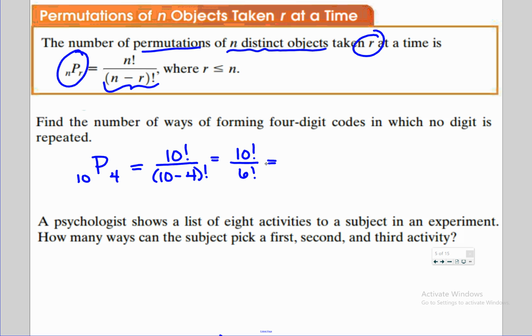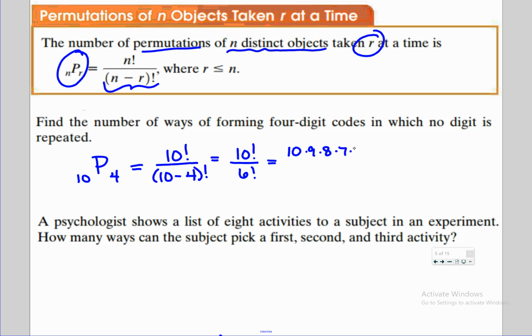Now, you don't need a calculator to do this, although you could. You could type the factorial symbols in there. You could even use the nPr button in your calculator and put 10 and 4 in there. That would work fine as well. You can do this by hand though.